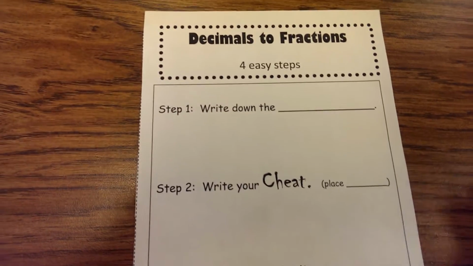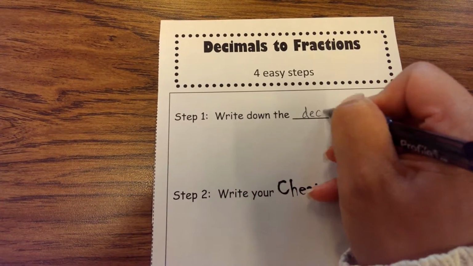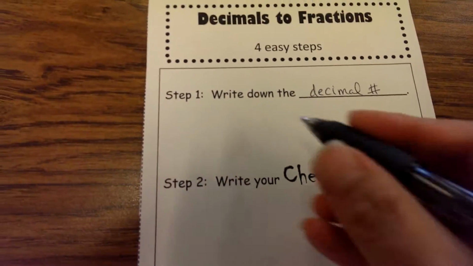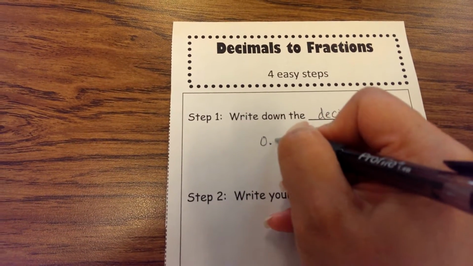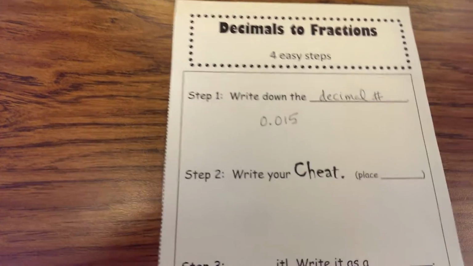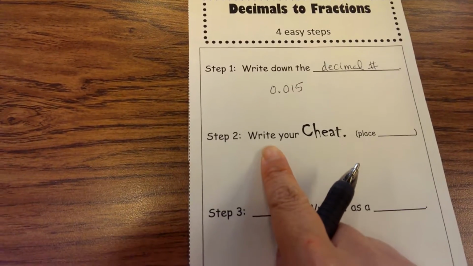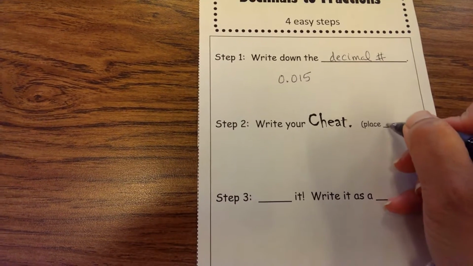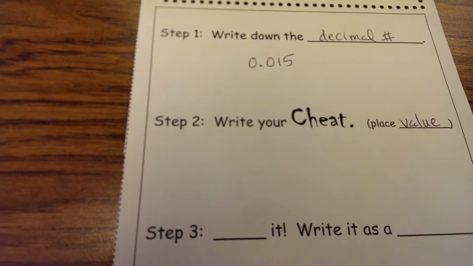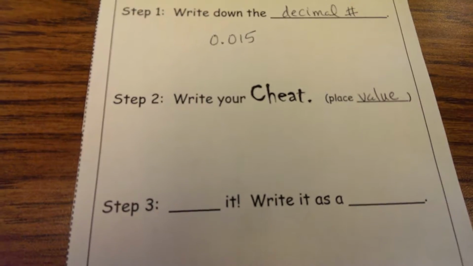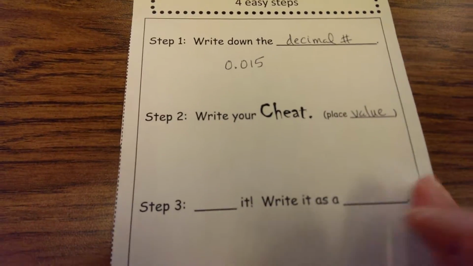Step 1, write down the decimal number. Right? So if I tell you 15 thousandths, as a decimal you would write 15 thousandths, like that. All right. Then it says write your cheat, which the cheating part is how you figure out the place value. So if you didn't know that that was 15 thousandths, okay, this is how you can cheat by figuring out the place value. So I'm going to do several examples here.